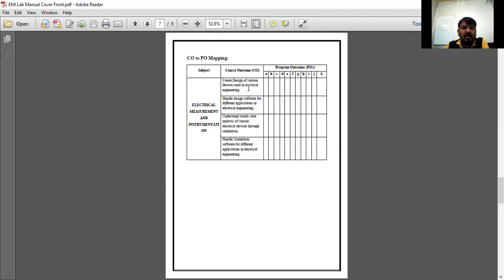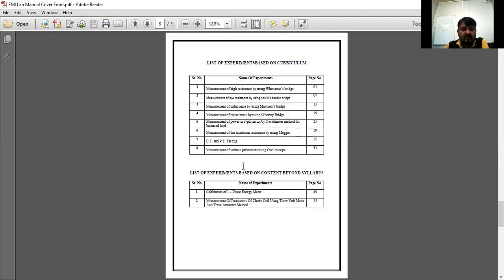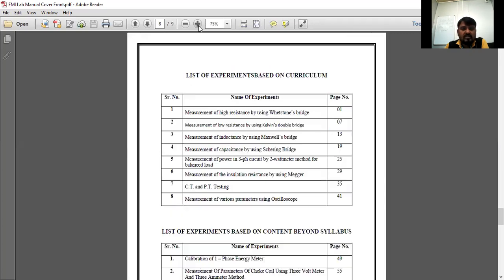Create and design various devices used in electrical engineering. Next, you have to handle design software for that. Understand steady state analysis of various electrical devices. Handle simulation software. See here, the names of the experiments which we are going to conduct. I have made a list here, but other than that we can also conduct others.